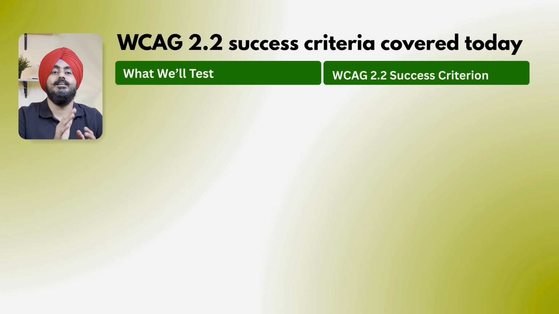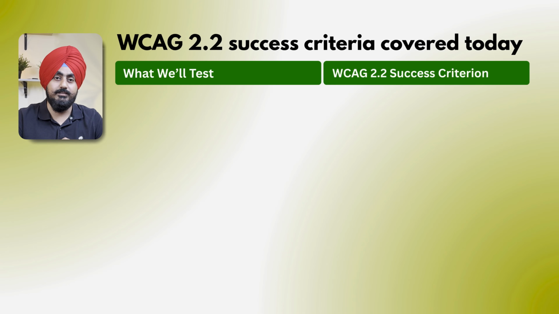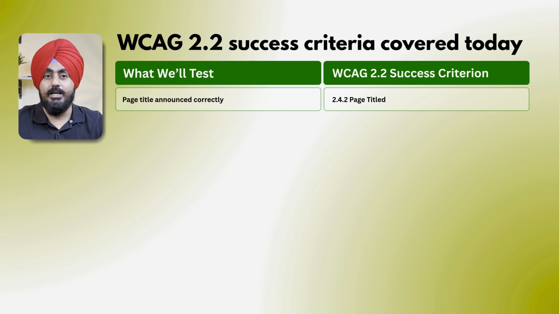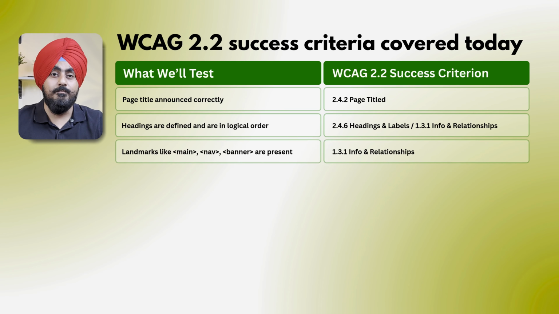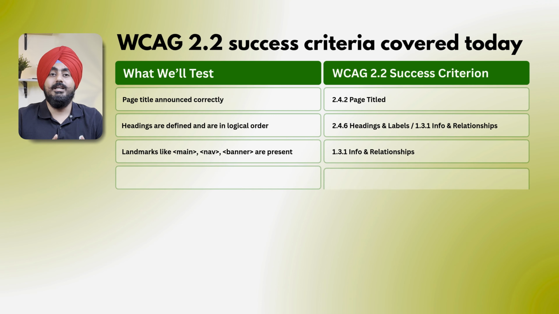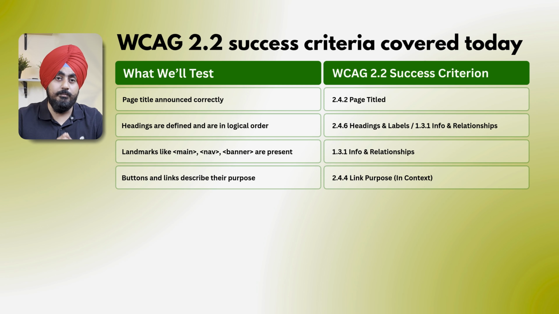But before we jump in, let's define what we are testing for. Every issue NVDA uncovers ties back to the exact WCAG 2.2 success criteria. And here's the checklist that we will be testing against. Page title announced, for page title. Headings purpose, and are they in logical order, for headings and labels, info and relationships. Are the landmarks like main, nav and banner used accurately, under info and relationships? Buttons and links, do they describe their purpose, under link purpose in context?